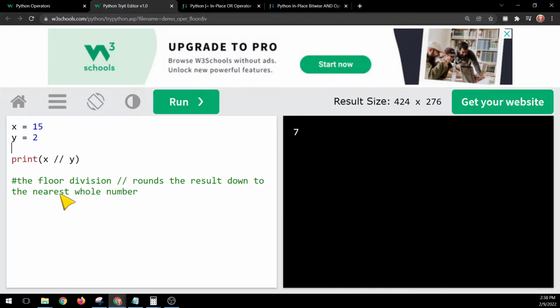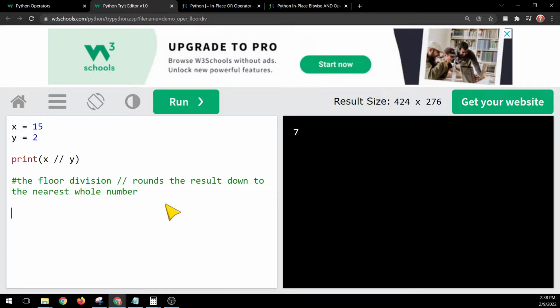So it says here, the floor division rounds the result down to the nearest whole number. So this is useful. Basically, 15 divided by 2 would give you 7.5, right? And then if you round it down to the nearest whole number, it would give you 7. So that's how that works.